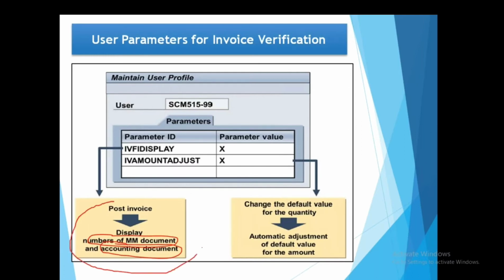If you want to see both the documents, then you have to add this ID to your user ID. And if the system has to change the default value for the quantity, then you have to add this parameter ID to my user ID in the user ID profile. If you do this, the system will automatically adjust the default value for the amount according to the quantity. So you have to add this in your user parameters.